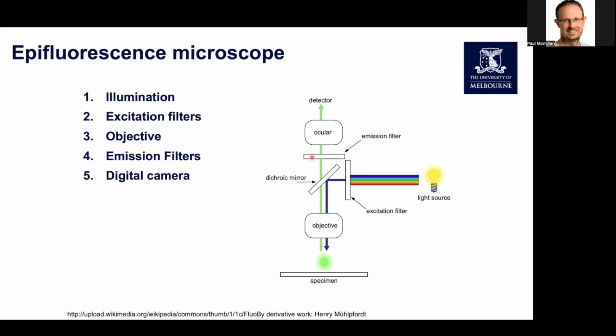We then have an emission filter as the last part of the filter cube, which will clean up the emitted light. So it's just the wavelength that we want to see either through the eyepiece or onto our detector, which is normally a camera. All right, so we're going to go through each one of these 5 different steps along this light path and go through in a little bit more detail.